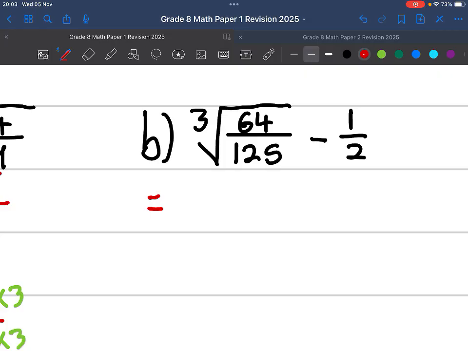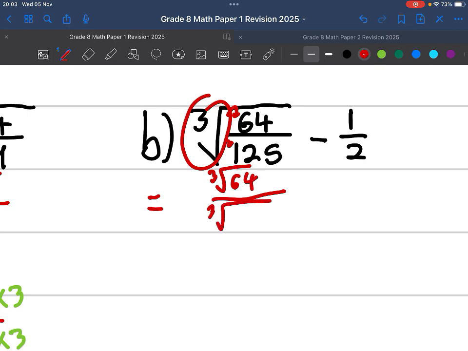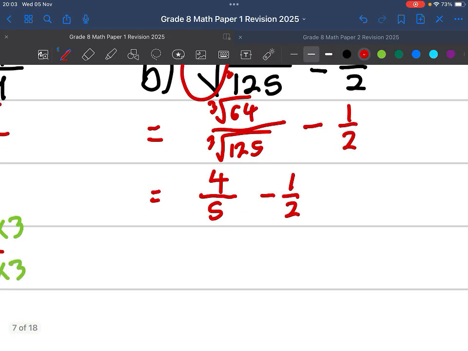Okay, you should be done after you've paused it for at least 5 to 6 minutes to truly attempt this question. We're going to distribute the cube root to the top and the bottom of this fraction. So now we've got the cube root of 64 over the cube root of 125 minus the fraction of a half. The cube root of 64, as we've seen, is going to be 4. And the cube root of 125 is going to be 5, minus the fraction of a half.